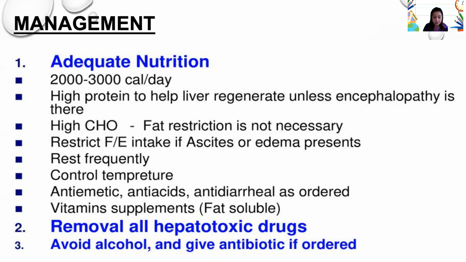Then, restrict fluid and electrolyte intake. Restrict yung fluid lalo na, kasi meron na siyang edema at saka ascites, swelling. So, dapat less lang ang fluid or restricted lang. Rest frequently, control temperature, anti-emetic to control yung suka, antacids, anti-diarrheal as ordered.